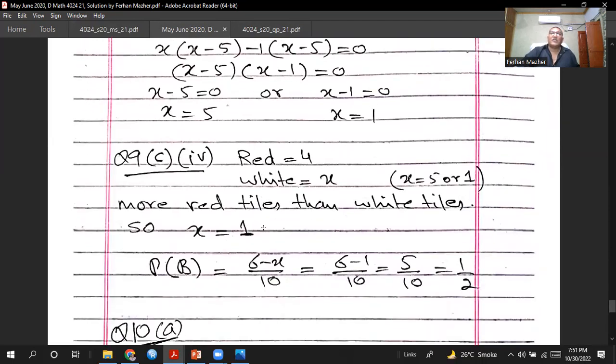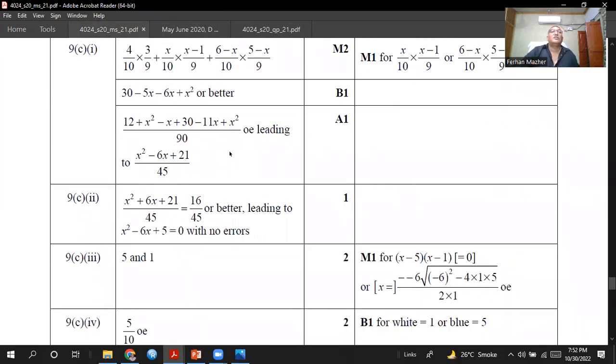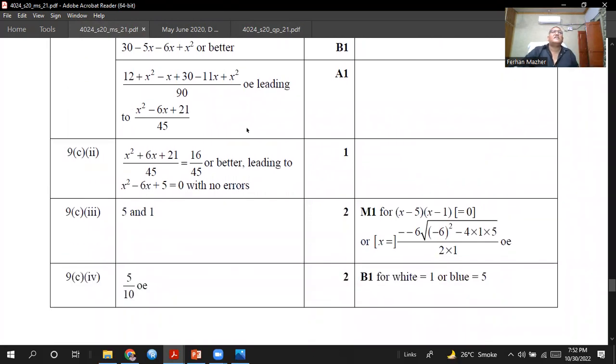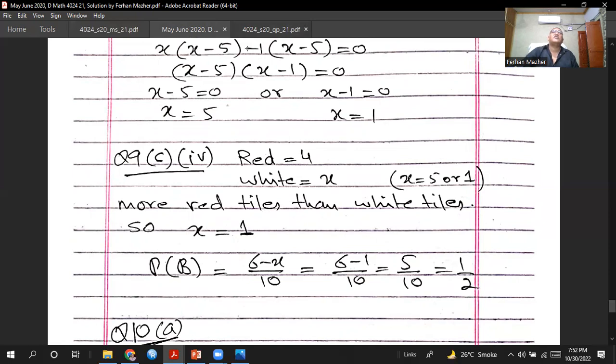So the x value is 1. Then the question was, what is the probability of getting a blue tile? The blue tile probability is 6 minus x divided by 10. So it will be 6 minus 1 divided by 10. That will be 5 by 10. That is 1 by 2. So let's check. So we are done with this, and our answers are right. 5 and 1, that is the value of x, and 5 by 10 is the right answer. So we are done with this question.